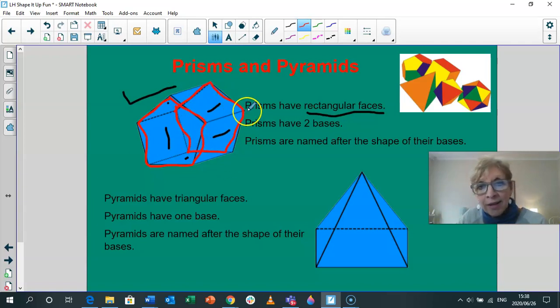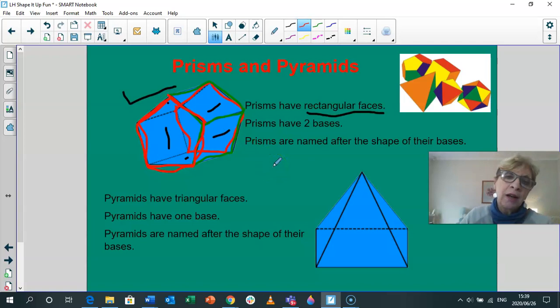And otherwise, all these other shapes are rectangular in shape. That's what tells you that it's a prism and not a pyramid. There's another one. Those are the faces, and they are rectangular. But over here is where you have your bases, and these two bases are pentagonal in shape, so it's called a pentagonal prism.